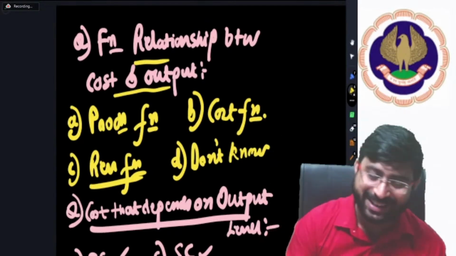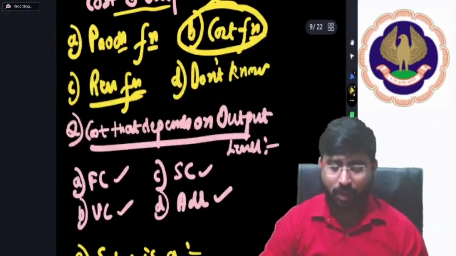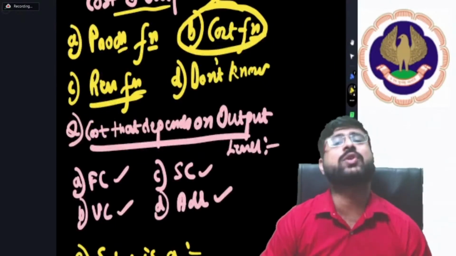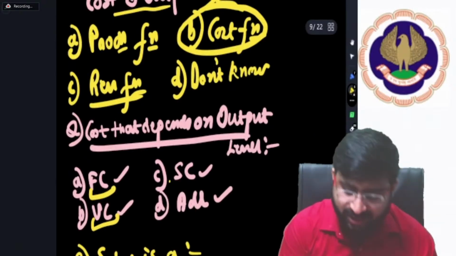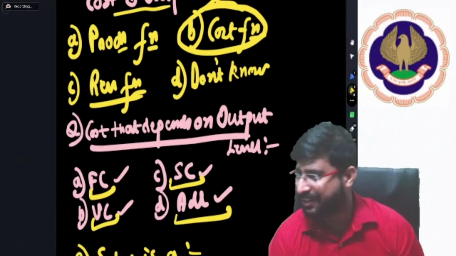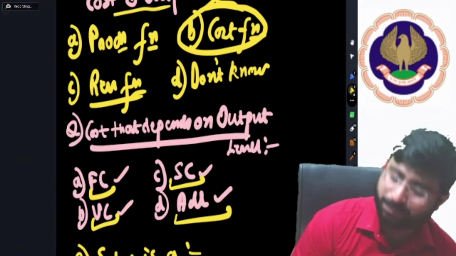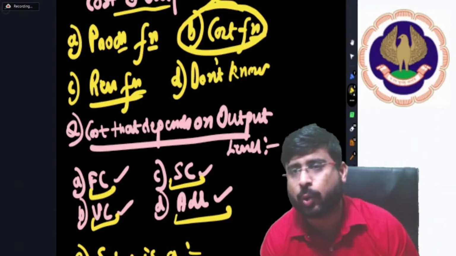Yes, absolutely. Between cost and output will be cost function. Very easy, sir, obviously. What is the cost that depends on output level? Is it fixed cost, variable cost, supplementary cost, or all of the above? The cost that depends on output level.